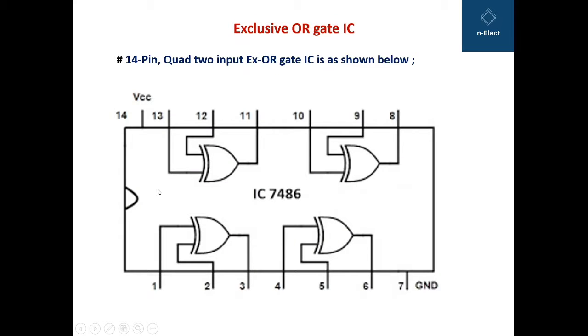So far the IC of exclusive OR gate is concerned, it is IC 7486. It's basically a 14-pin IC where the pin number 7 and pin number 14 are the power supply pins, that is ground and VCC pins, and rest of the 12 pins are used for the input and output connections of the XOR gate. That's why it is called as quad 2 input XOR gate, since it accommodates 4 XOR gates within single IC.